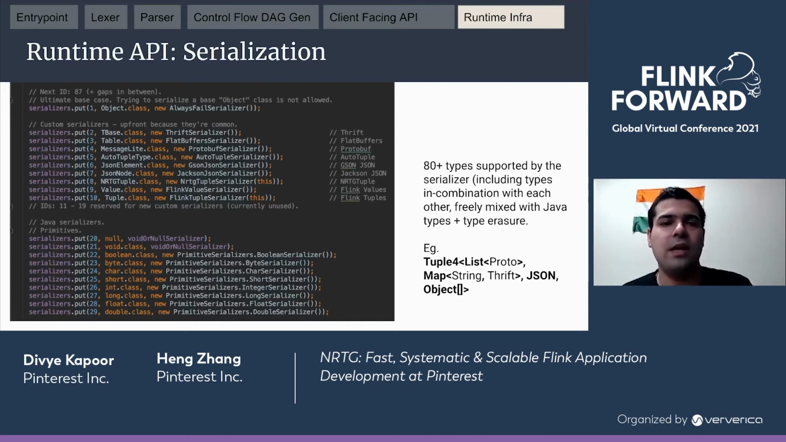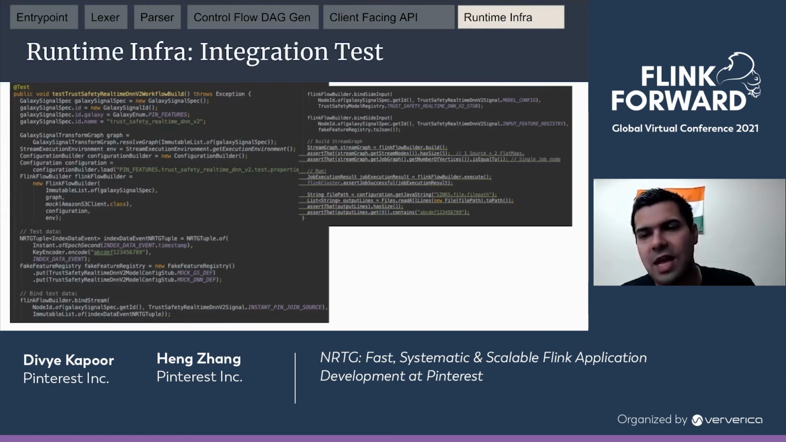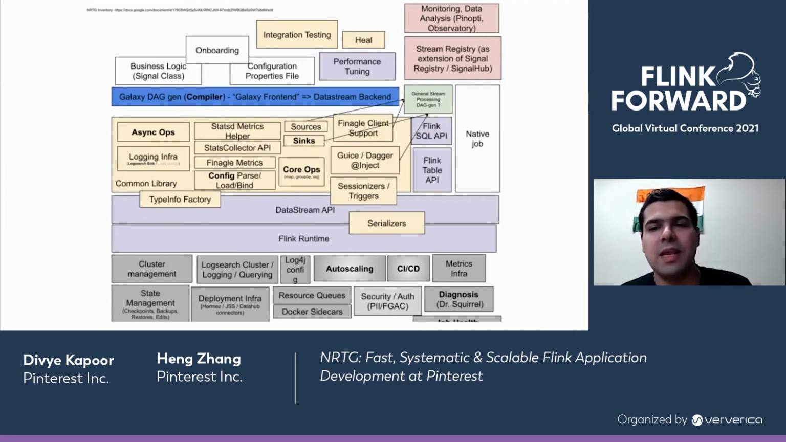We actually completely reworked serialization to make NRTG work, especially around stream joins. And we support 80 plus types that you can serialize, including immutable types, things that are difficult to serialize with Kryo. And you'll see, just as a sample here, Thrift, FlatBuffers, Protobuf, AutoTuple, JSON, values, Flink tuples, and everything is supported. So our fundamental abstraction is the NRTG tuple, which actually is a TKV tuple. So you have a timestamp, a key, and a value, and can handle any value type that you'll probably throw at it. We also have integration test support, and we spent a lot of time getting that right.